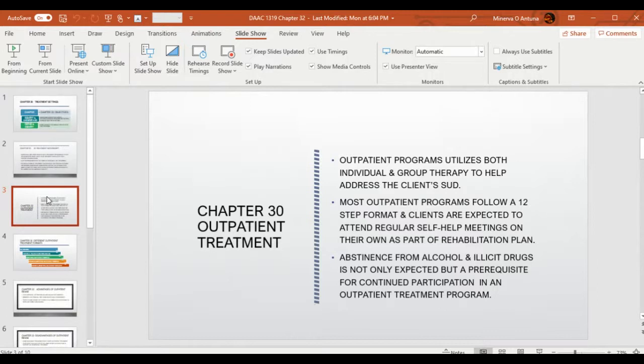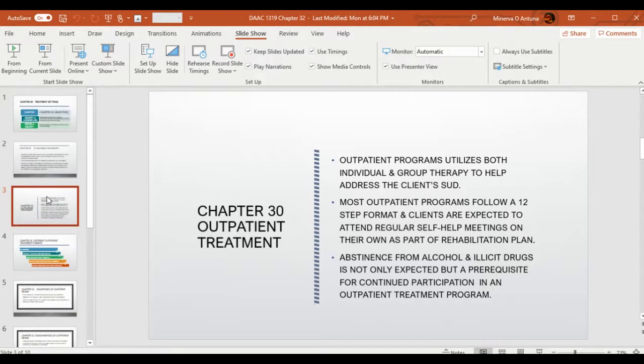So you may be in a program, but they're not going to be responsible for taking you to the meeting or helping you participate in the meeting. That is your responsibility, because that's going to be an integral part of health that you need to incorporate as a strategy for success.